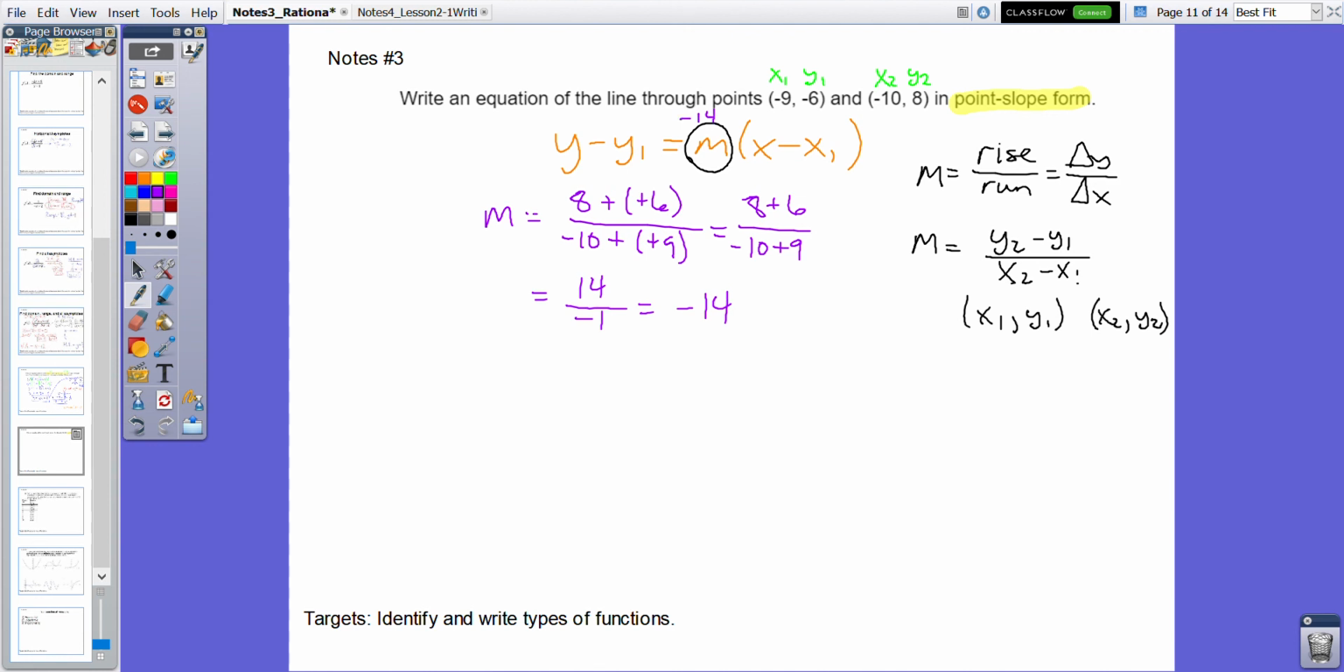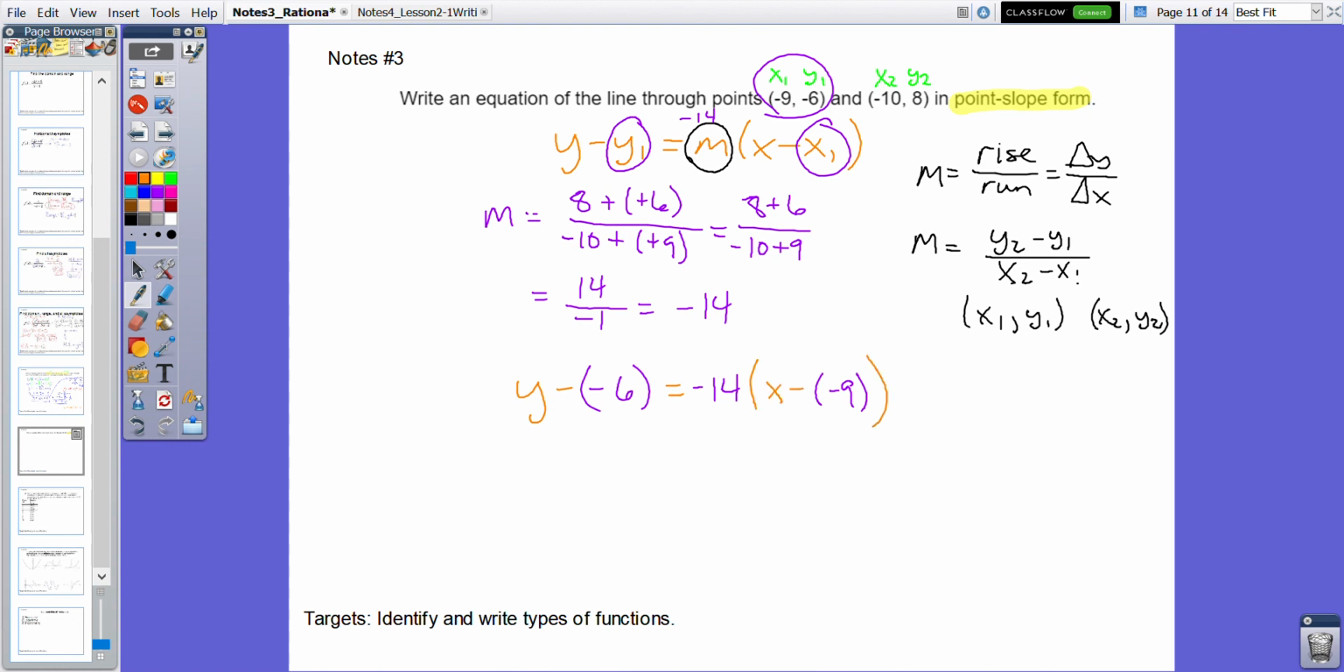So I'm going to replace that accordingly for m in my equation. -14 goes right there. Now for x1 and y1, we already have these values defined up here. And here's what our equation is going to look like. So y1, once again, is -6, no parentheses around it. m is -14. And then x1 is -9. And then I just write everything else around it. So y minus -6 equals -14 times x minus -9.